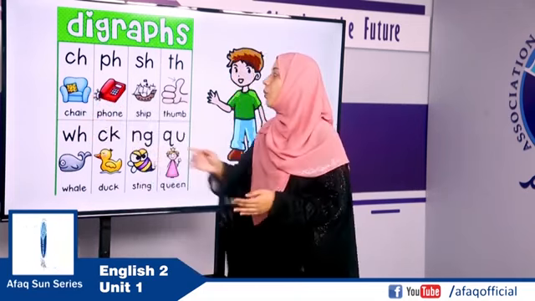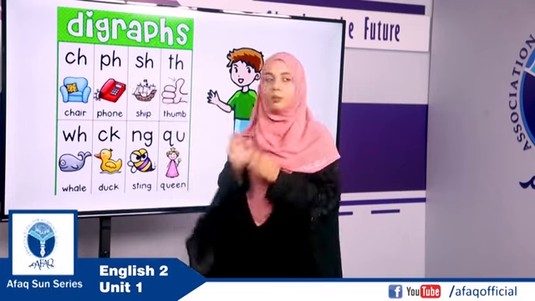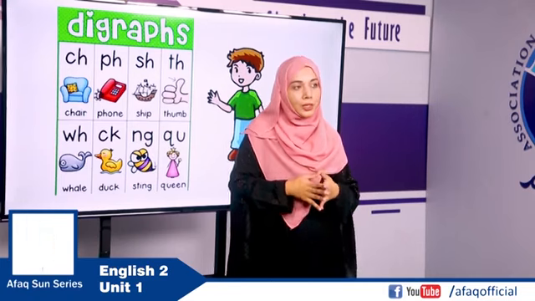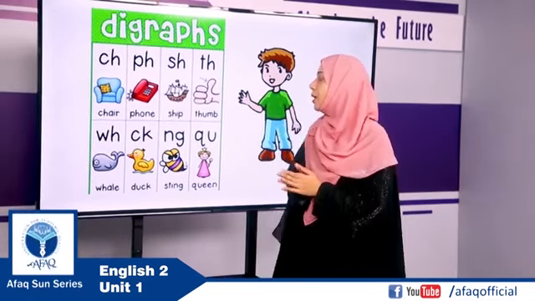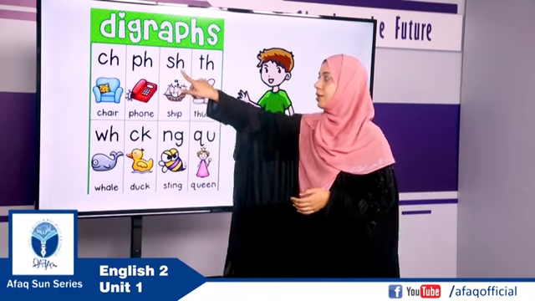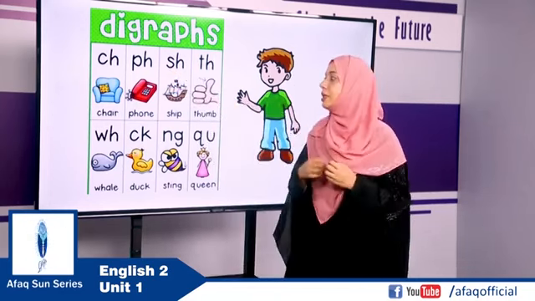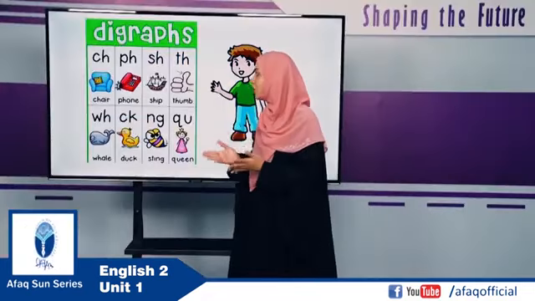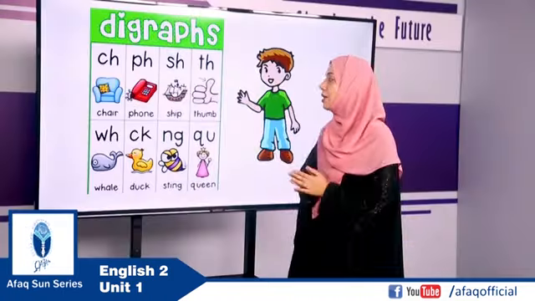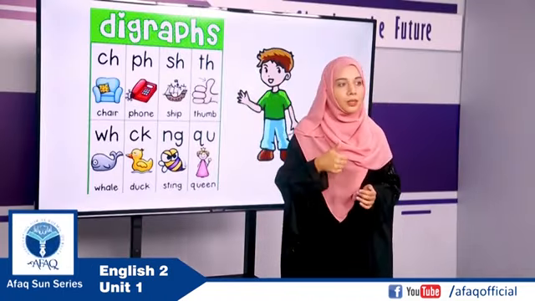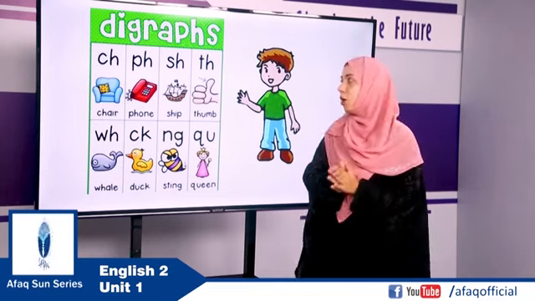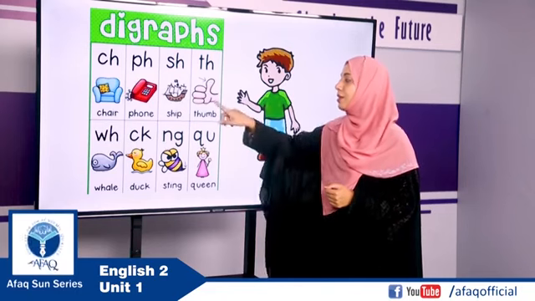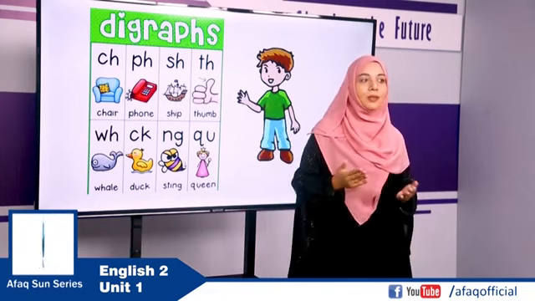In the same way, when p and h come together, they form the f sound, f as in phone. In the same way, when s and h are combined, they form a new sound, and this sound is called sh, sh as in ship. The fourth sound is th, and it is formed when we combine t and h. Th as in thumb.